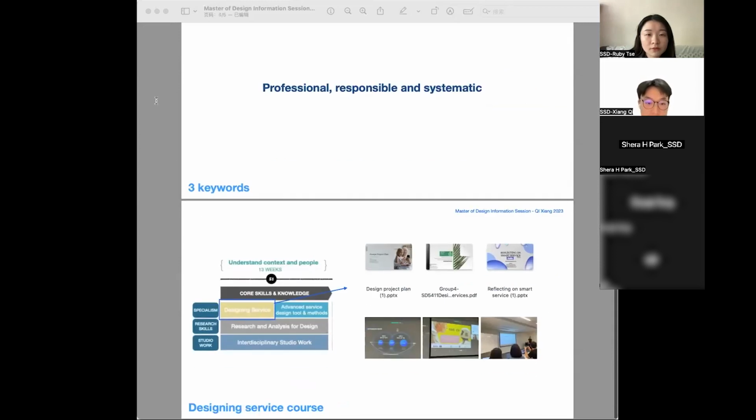The next keyword is systematic. Here I have chosen a part of the curriculum. The first semester includes method, project, and writing courses. These courses are interlinked. Here I will give an example of the first course in the first semester, Designing Services. This course explains basic service design knowledge and concepts to help students understand how to do project planning and how to solve problems through basic service design methods. We can apply what we learn in the Designing Services course to the other projects, and the knowledge from each course is interlinked.